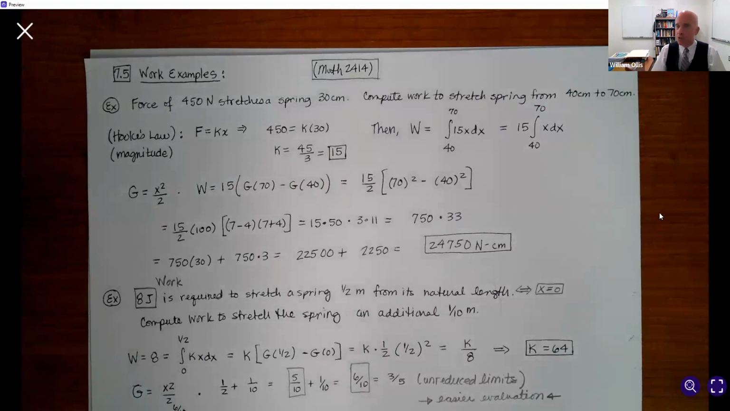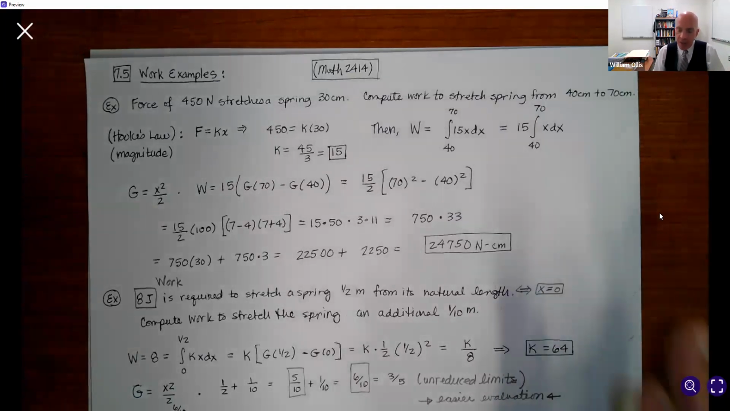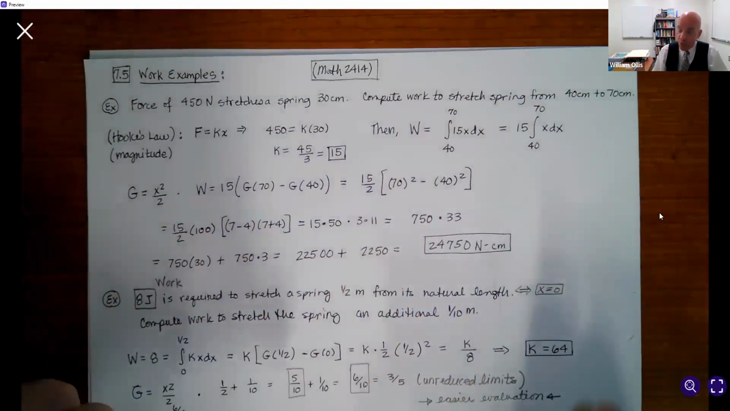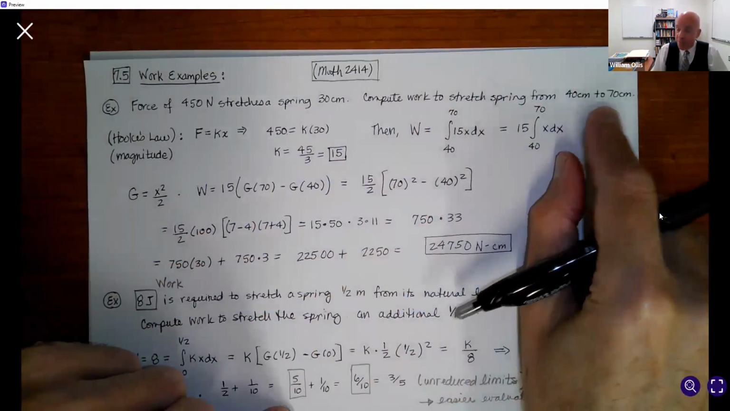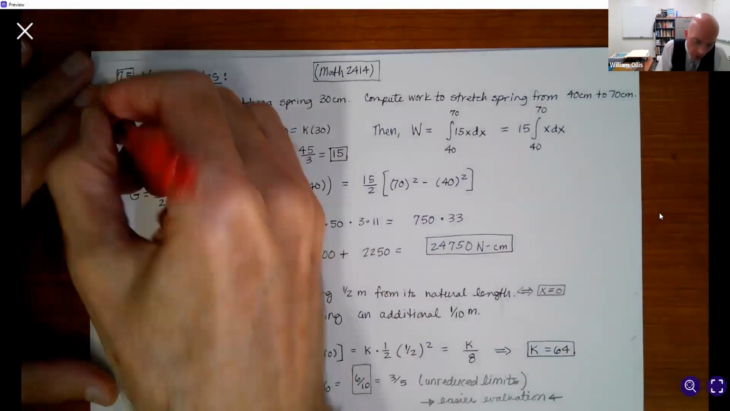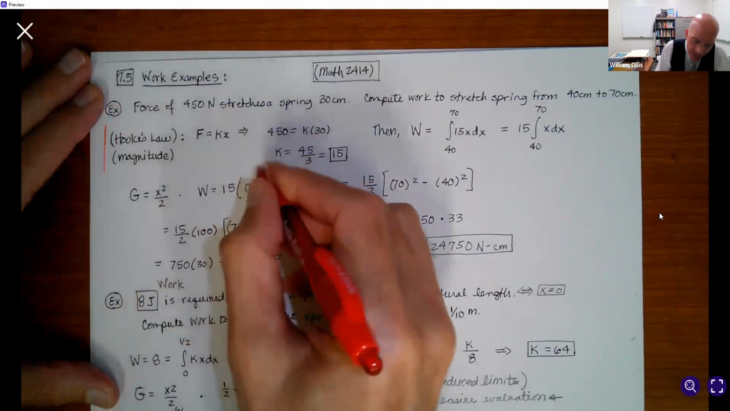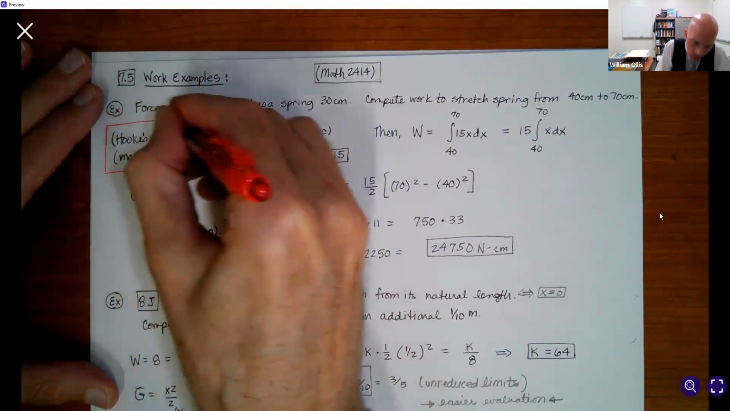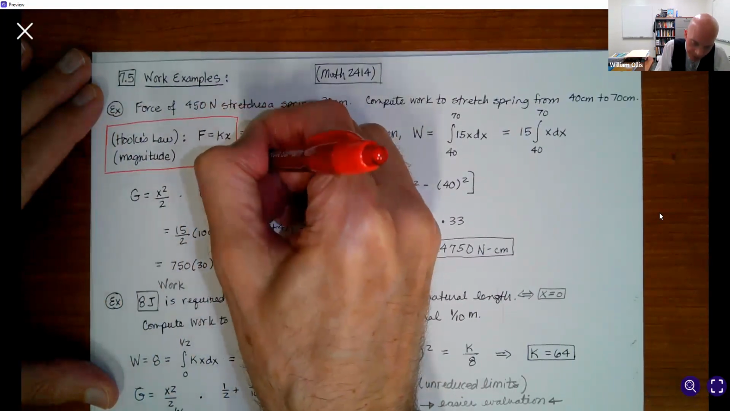Well, that's going to be Hooke's law, and it's very simple. And so what we want to do is compute the work to stretch the spring from 40 centimeters to 70 centimeters. Now, this is important. Hooke's law, this is not written as a vector equation. So don't get all upset that, oh, well, it didn't look this way in our physics class.